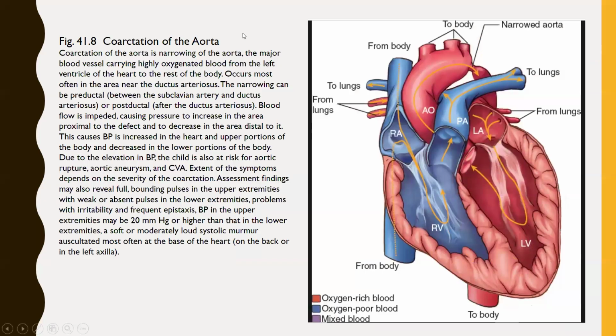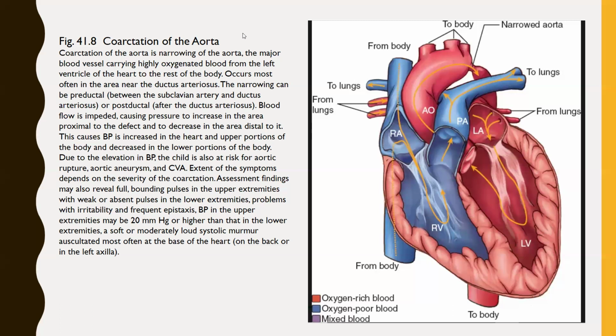And then we have figure 41.8, which is our coarctation of the aorta. This is a narrowing of the aorta, which is that major blood vessel carrying highly oxygenated blood from the left ventricle of the heart to the rest of the body. It most often occurs near the ductus arteriosus. It can be preductal, which is between the subclavian artery and the ductus arteriosus, or postductal, which is after the ductus arteriosus. Blood flow is impeded.